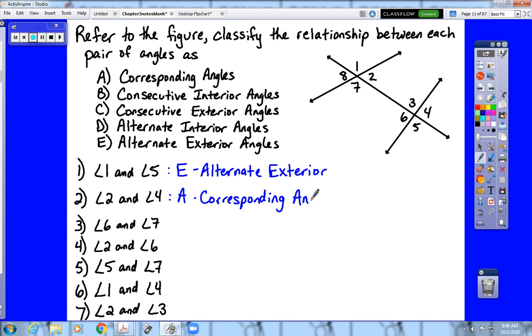On the next one, we have angles 6 and 7. 6 and 7 are between the lines being transversed, which makes them interior. They are on the same side of the transversal, which makes them consecutive. So those would be consecutive interior angles, or B.